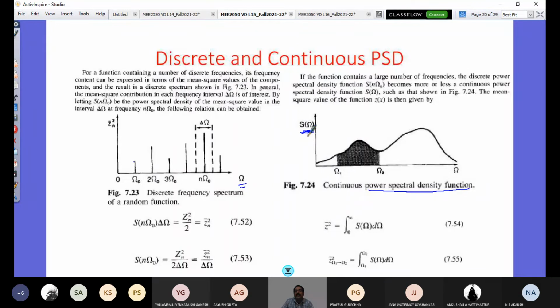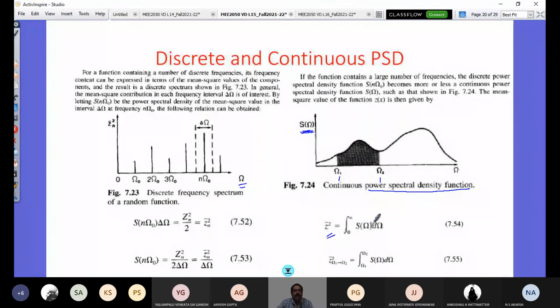The density word is because it is power per hertz, that's the meaning. And here you see mean square values given. So this is a discrete frequency spectrum of a random function, and here it is a continuous power spectral density function. So having this power spectral density function, from one point to another point in this spatial frequency, if I integrate, I will get the area under this curve, and that is going to be my mean square value.